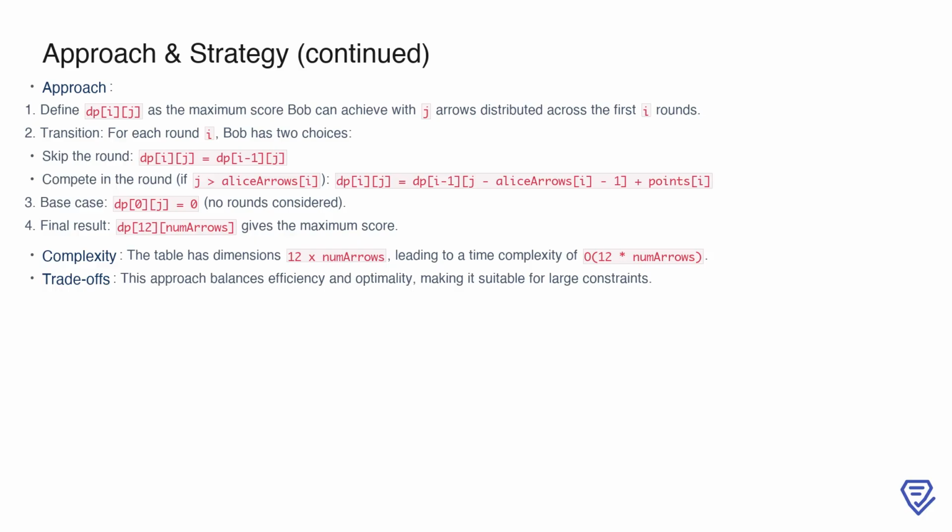j minus Alice arrows[i] arrows. In this case, the new value becomes dp[i][j] equals dp[i-1][j - Alice arrows[i] - 1] plus points[i], where points is the score for that round. The base case is straightforward: if no rounds are considered, the score is 0. At the end, the value at dp[12][numArrows] gives the maximum score Bob can achieve. The complexity of this approach is 12 times numArrows, since the DP table has dimensions of 12 rounds by numArrows, making it efficient for the problem's constraints.